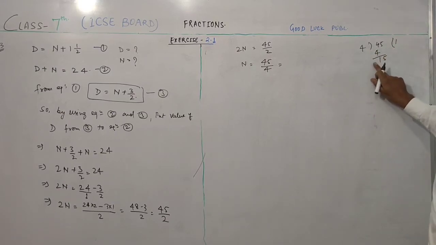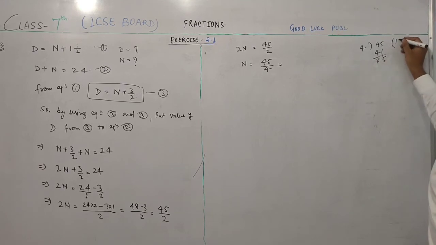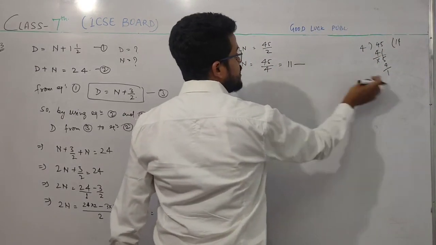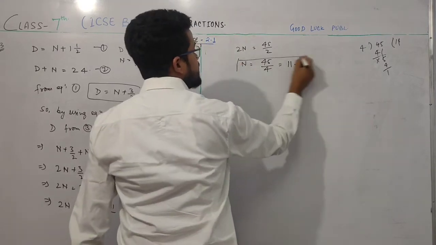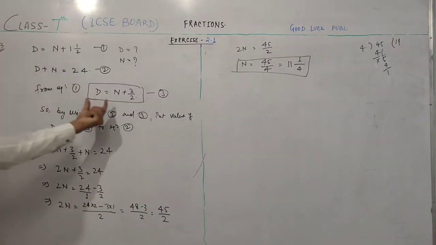Then again 4 ones are 4, remainder 1. So 11, remainder 1. So I write this 11 at the front. Now this remainder goes in the numerator, and this is 4. This is the night. The length of night is 11 1 by 4. Now come to this equation.